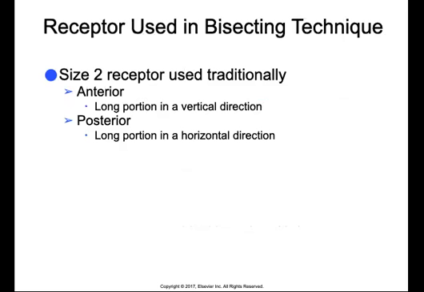So the size 2 receptor is traditionally used for all the periapical projections with the bisecting technique. In the anterior region, a size 2 receptor is always placed with the long portion of the receptor in a vertical or upright direction. In the posterior region, a size 2 receptor is always placed with the long portion of the receptor in a horizontal or sideways direction. So vertical direction is upright, horizontal direction is sideways.